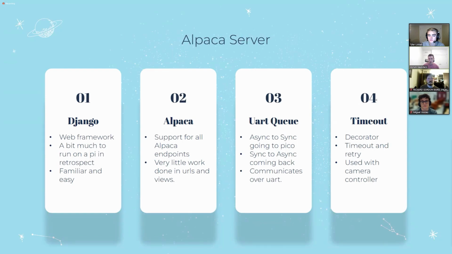The interesting parts of our Django server are what we call our UART queue, which takes all of the different threads running on the Django server for each individual request and makes them synchronous before we send them to the Pico, since the Pico can't handle the same sort of concurrency that a Pi can. When we get a response back from the Pico, we split it back into the proper thread using unique IDs. We also built a timeout decorator for communications with the camera and with the Pico so that we won't get hung up on a request if something in another part of the app breaks.